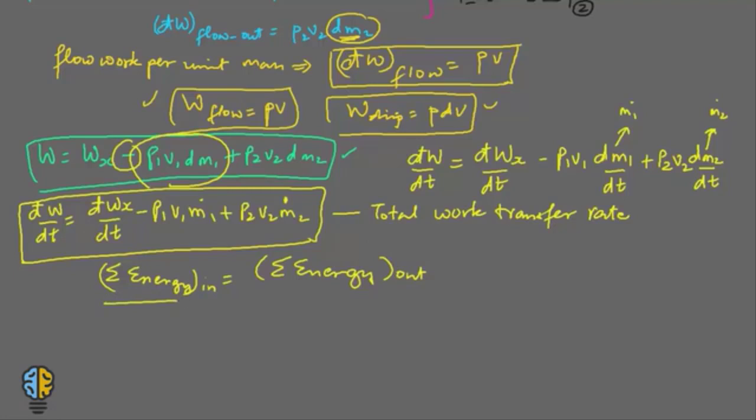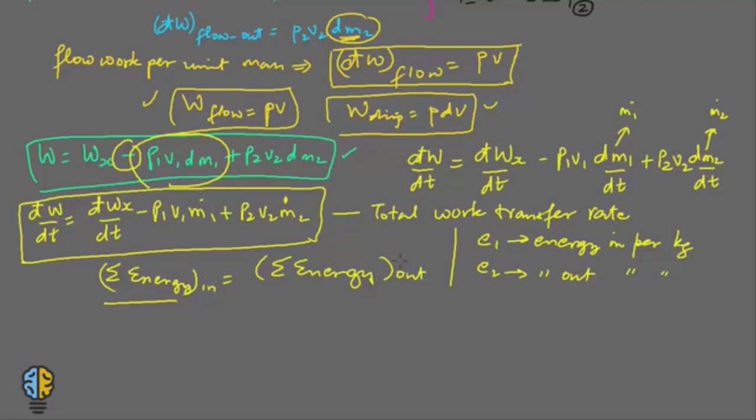Now, the total energy in, so let us say that you have two quantities E1 and E2. Now, what are E1 and E2? Well, E1 and E2 refer to the energy carried into or out of the control volume with 1 kg of the fluid. So this is the energy in per kg of fluid, and this is the energy out per kg of fluid.